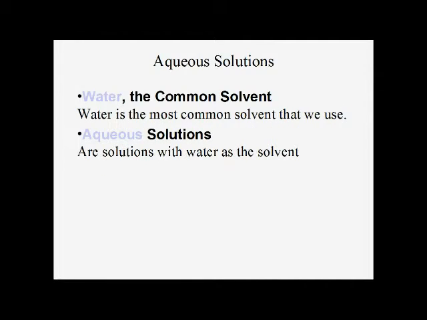One of the most common solvents that will be seen is water. Around the house, of course, we have many water-based solutions such as vinegar, coffee, tea. A water-based solution is called an aqueous solution. So an aqueous solution is a solution with water as a solvent.